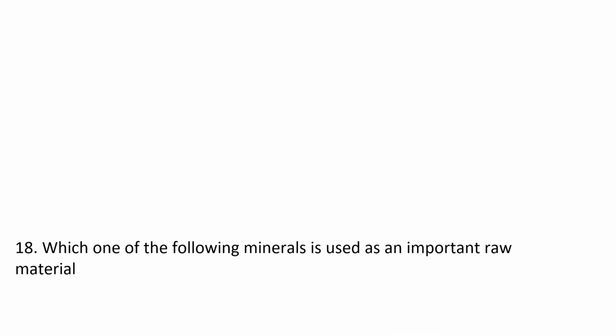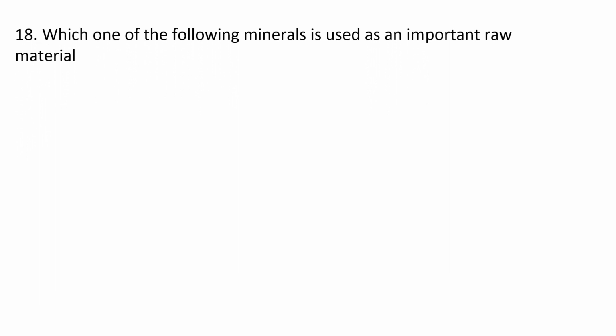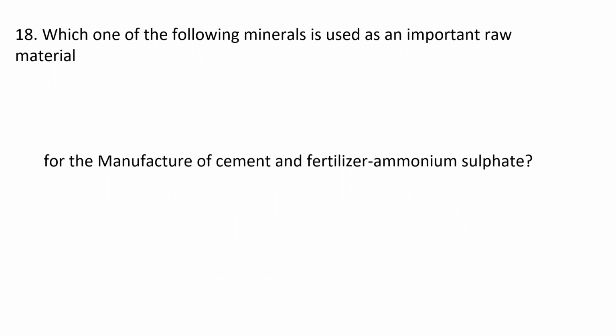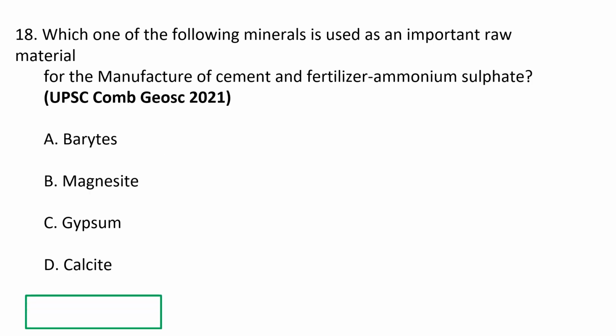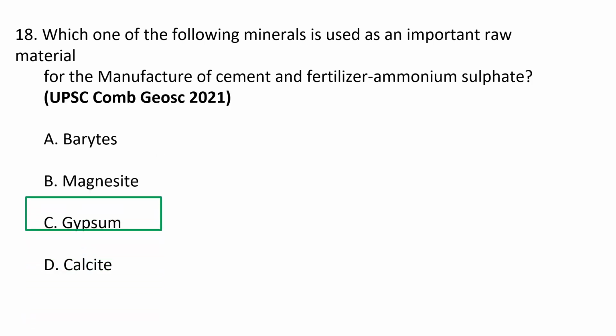Next question. Which one of the following minerals is used as an important raw material for the manufacture of cement and ammonium sulfate fertilizer? A. Barytes, B. Magnesite, C. Gypsum, and D. Calcite. So gypsum is an important material for the manufacture of cement and fertilizers. So C is the correct option.